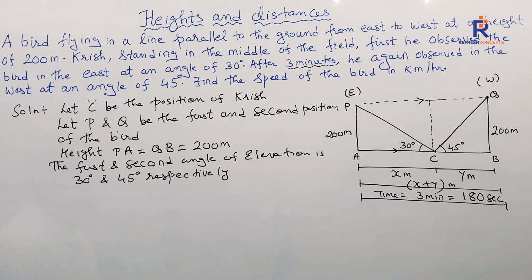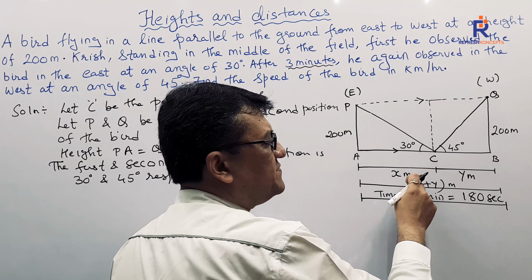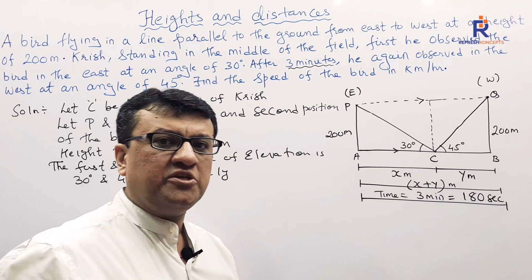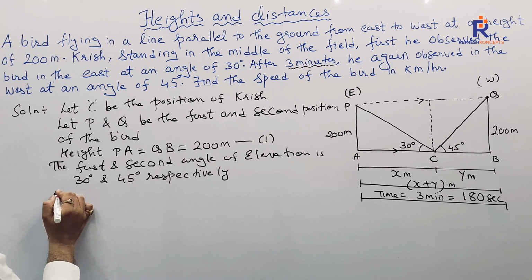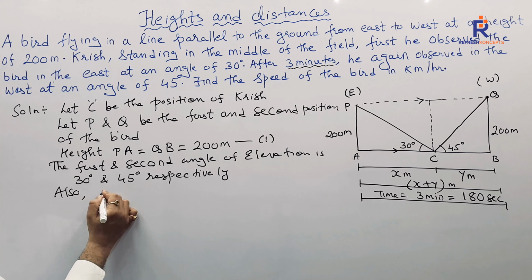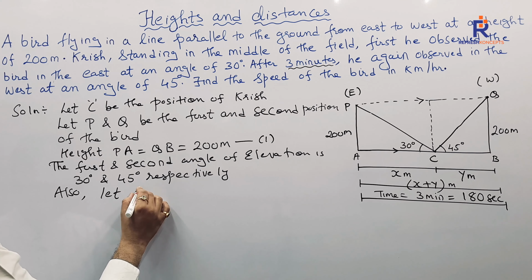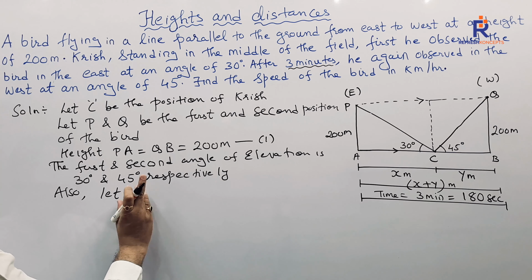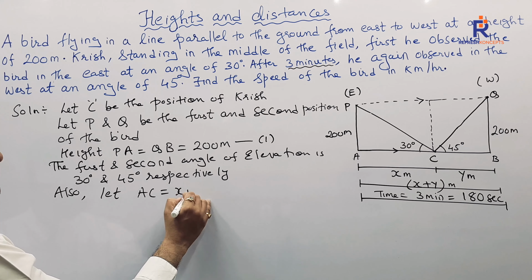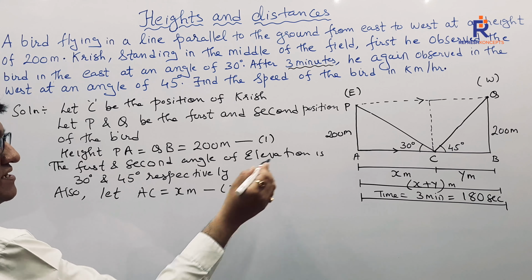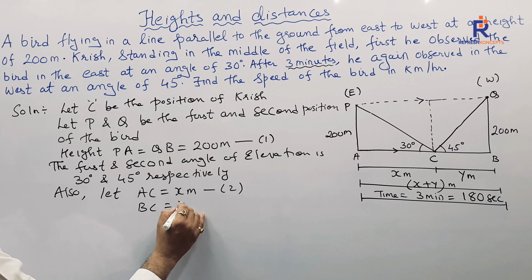Have we taken something from our side, such as AC as x meter and BC as y meter? We need to write that down also. You can give this as equation number 1. Also, let AC, or you can say length AC, whatever you want to say, simply AC is also fine, be x meter. Equation number 2. That of BC be y meter.